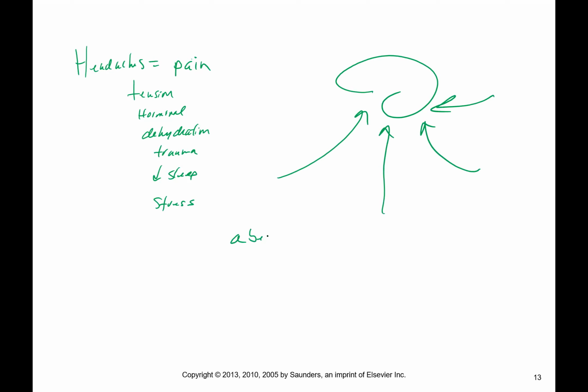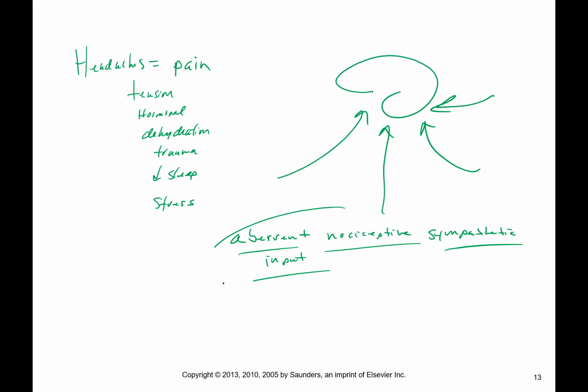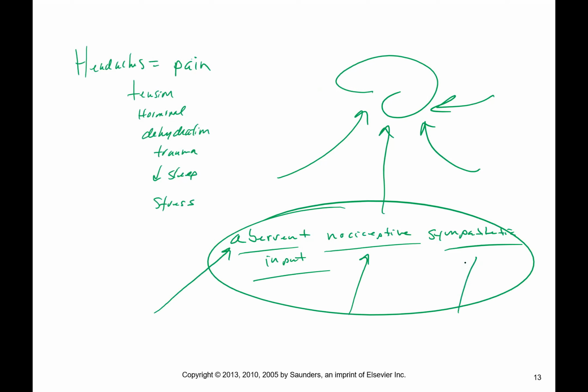aberrant, nociceptive, sympathetic input. Okay, aberrant, nociceptive, sympathetic input. Now if you think about these fancy words, it's abnormal pain because of stress over time. And all these things I just mentioned are stressful to the body. So headaches can be quite complicated because there's a lot of stuff to deal with.